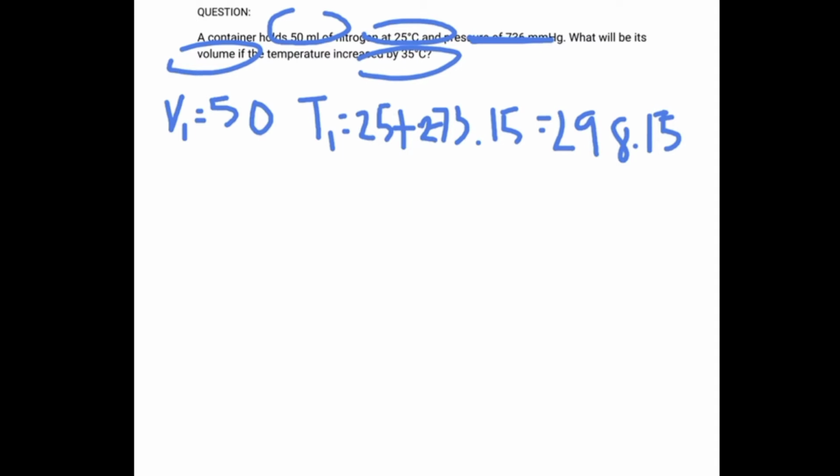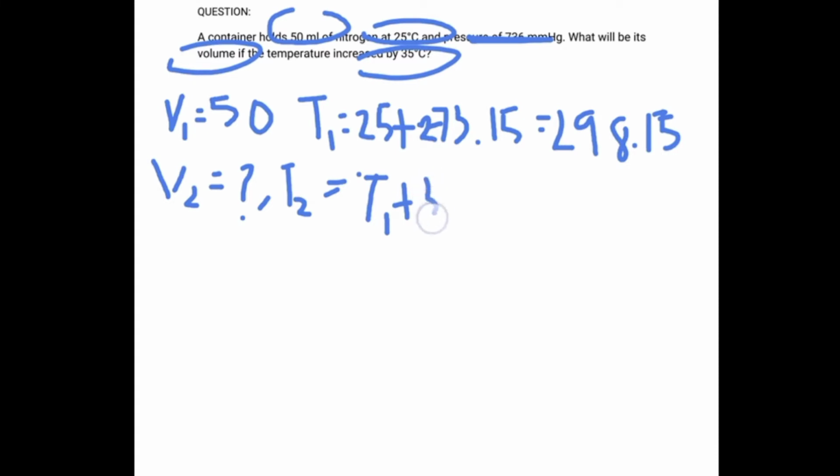Then volume 2 is unknown. Temperature 2, it said that the temperature increased, so we just need to add T1 plus 35, so equal to 333.15.